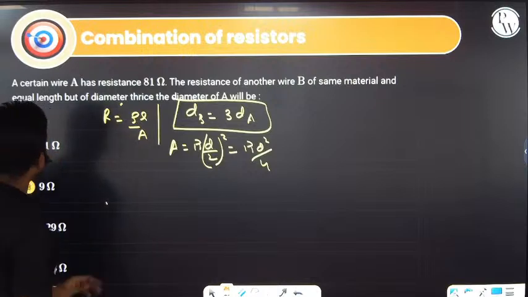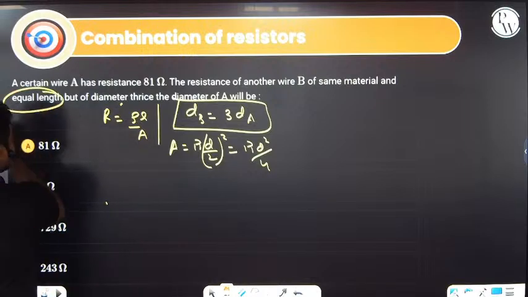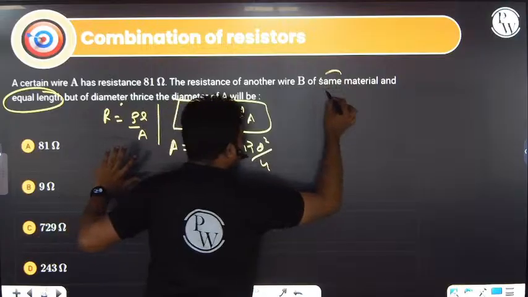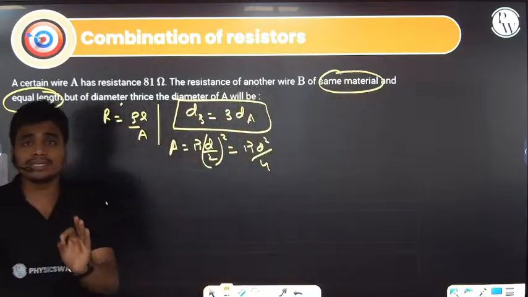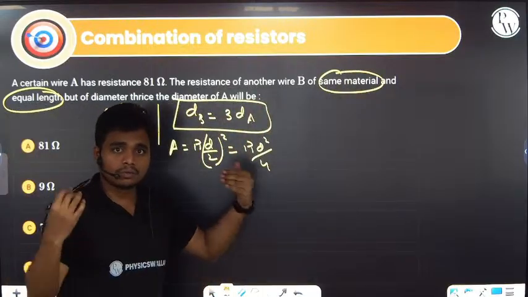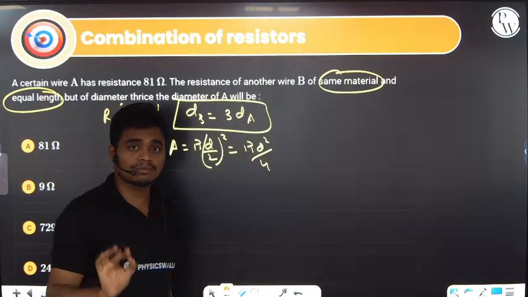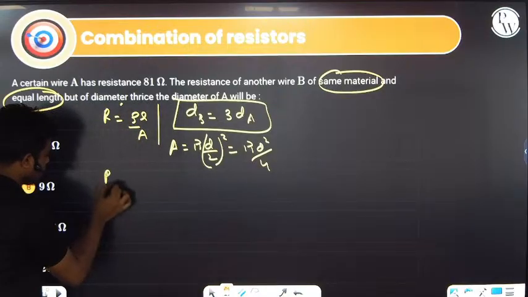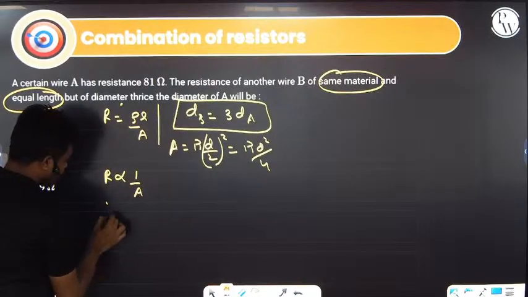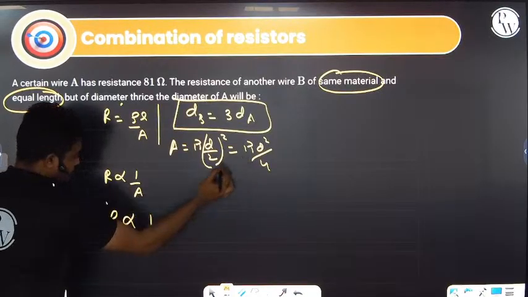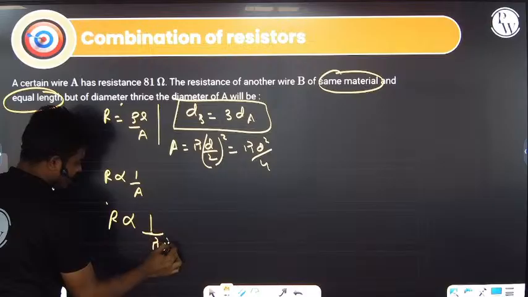They have mentioned the same material and equal length. Resistivity depends on the material. 1 meter, 2 meter, 3 meter, whatever the length of the copper wire, it will have the same value of resistivity. So R is inversely proportional to the area of the cross section, that is, pi d square by 4.